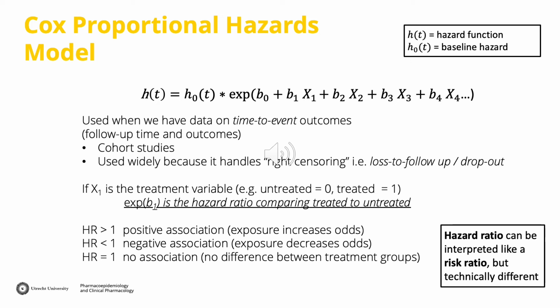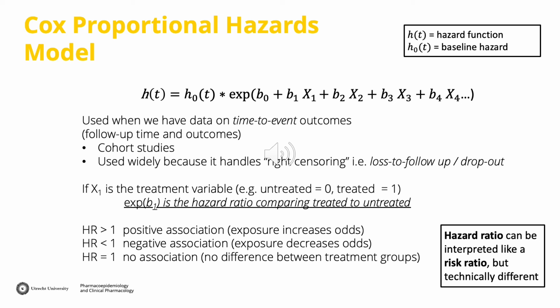So similar to the logistic regression model, where the measure of association calculated is the odds ratio, we calculate hazard ratios in a Cox proportional hazards model. And again, these hazard ratios are interpreted in pretty much the same way as we'd interpret a rate ratio from our 2x2 tables in the measure of effect and association lecture. And in the box here, it says a hazard ratio can be interpreted like a risk ratio, but technically it's different. But don't worry too much about the details around that.